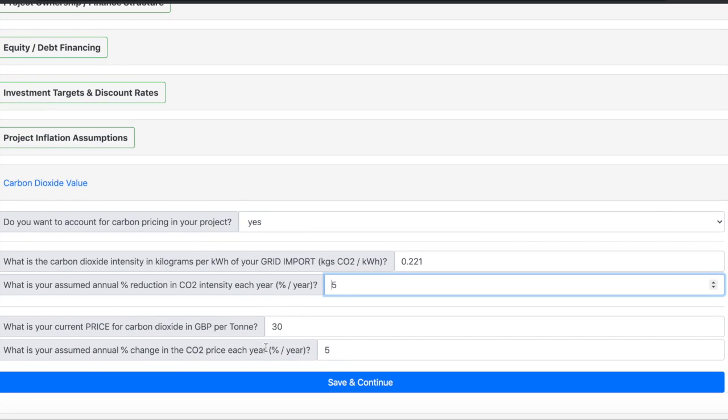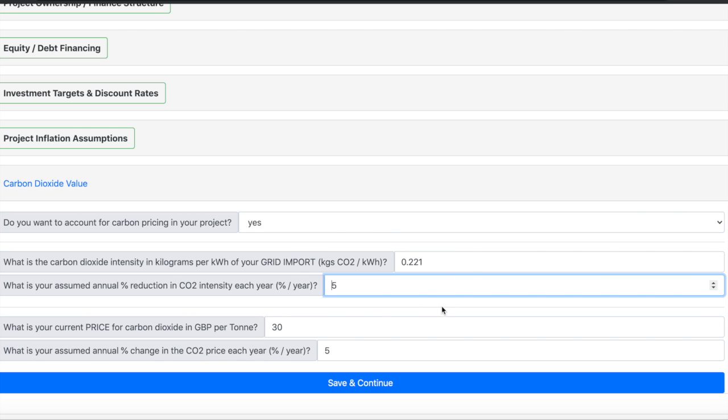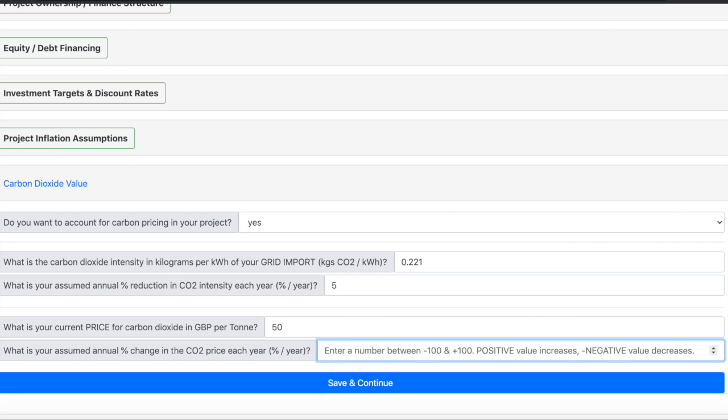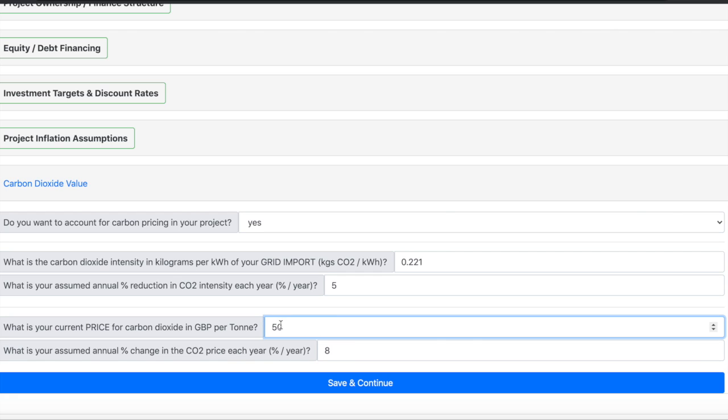Now, we then look at the value of carbon dioxide. So that's the intensity and the profile over the project life. Now, what we do is we look at the current price. So I know that in the UK, the market has just started trading, and it's trading at about £50 a tonne of carbon dioxide. Now, that's the price today. However, where is that price going over the lifetime of my project? So again, we now have to put in an assumed inflation rate for that price. The default is 5%, but if I think actually it's going to be more like 8%, I'll put 8%, and that will increase that £50 per tonne by 8% every year.